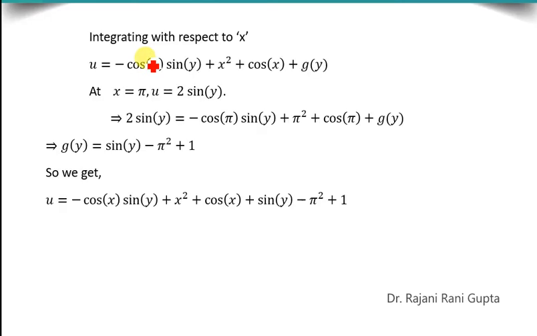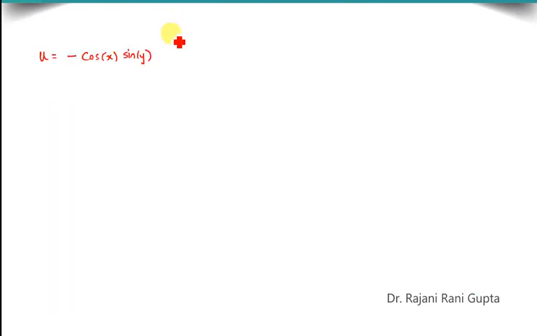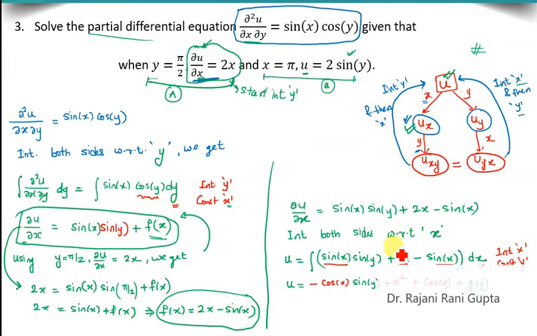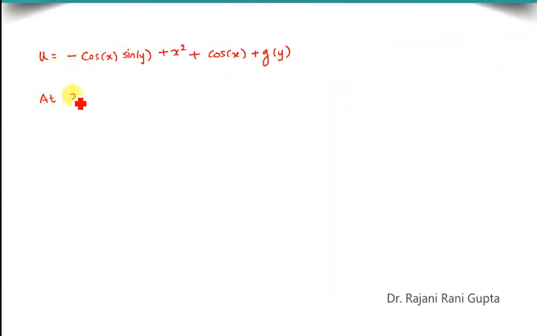u is equal to minus cosine x sin y plus x square plus cosine of x plus g of y. Okay, this is what we got. Now we have to use this condition. What is given? When x is pi, u is 2 sin y. So at x equal to pi, u is 2 sin of y. Let's make use of this condition over here.